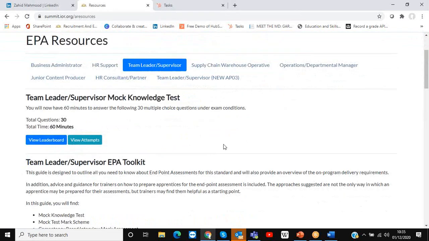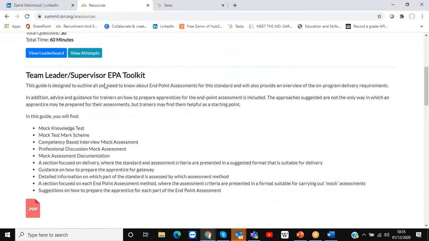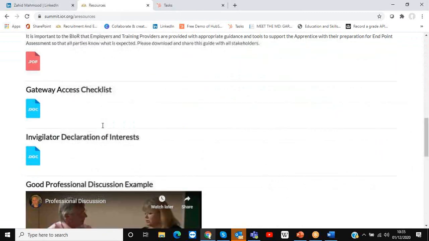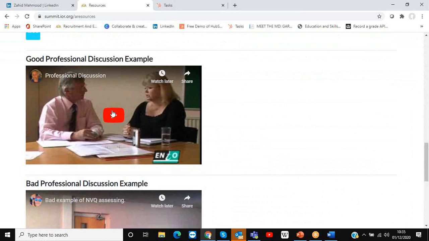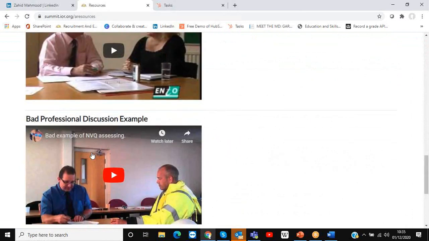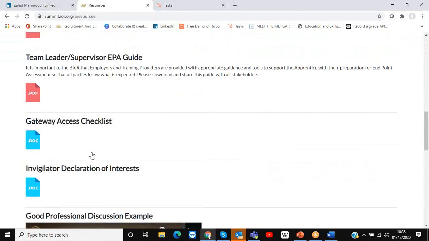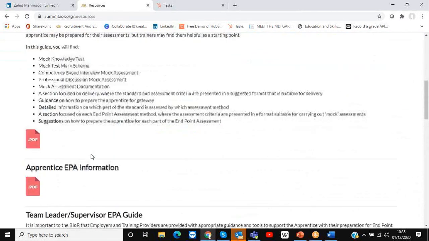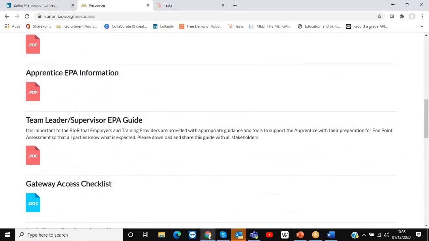So for the current standard that we're running at the moment, the team leader supervisor, which will run up to the 26th of June 2021, which is this standard here. We've got the toolkit there, and the EPA guide, etc. We've got a couple of videos there to portray what a good professional discussion is, as opposed to a bad one. And we've got a lot of information with regards to EPA for the apprentice as well.